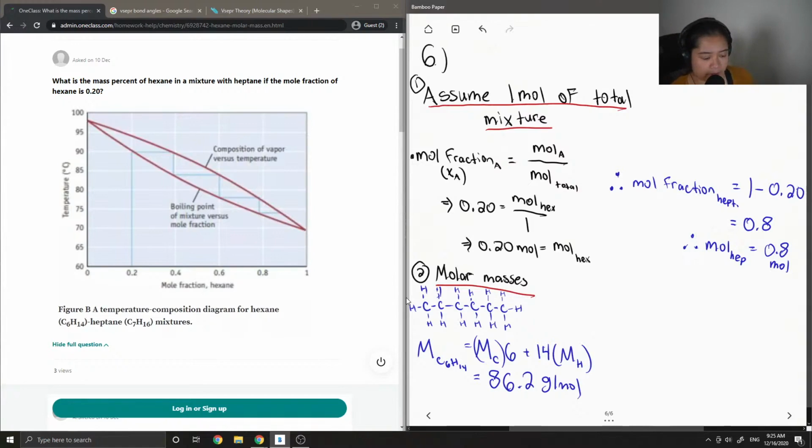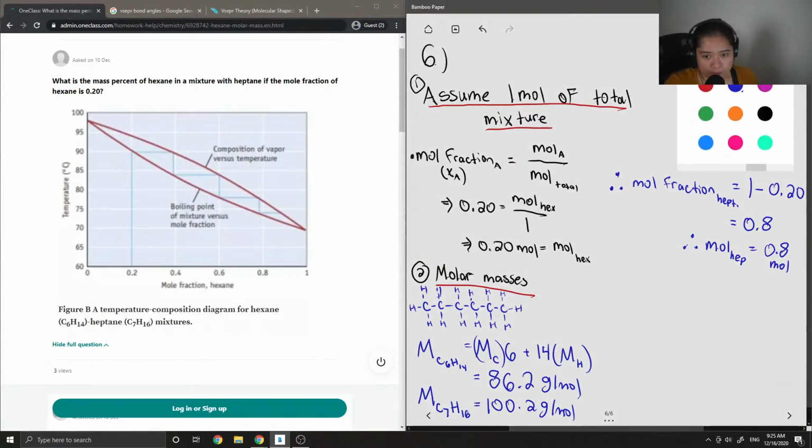If we wanted to do the same thing for heptane, it would be 7 carbons and 16 hydrogens. So this would give us a molar mass of 100.2 grams per mole. Okay, so let me just try to separate the different parts.